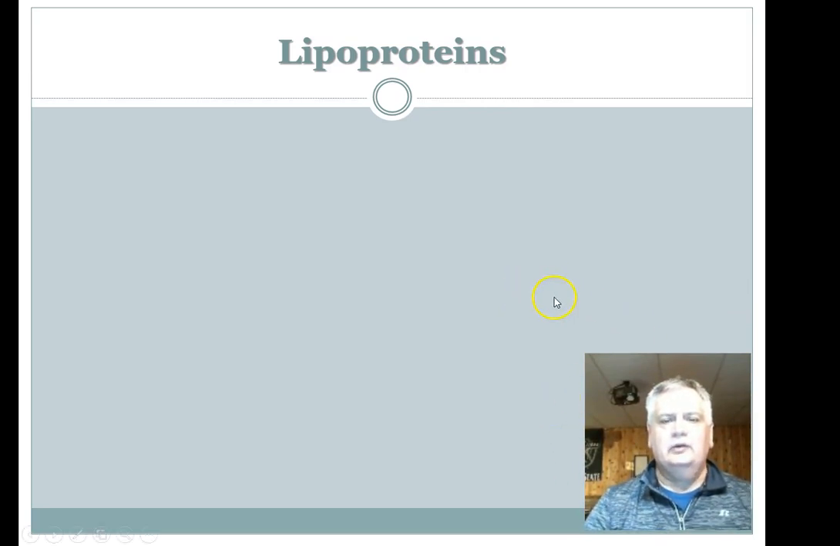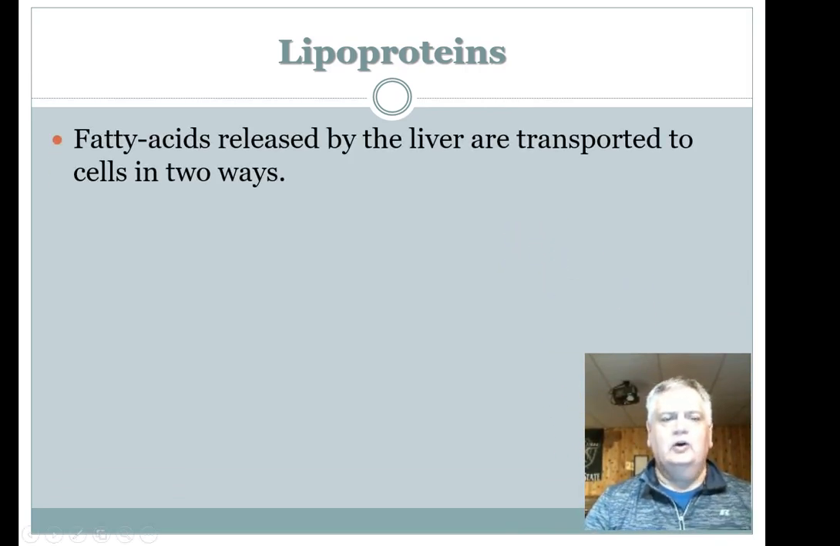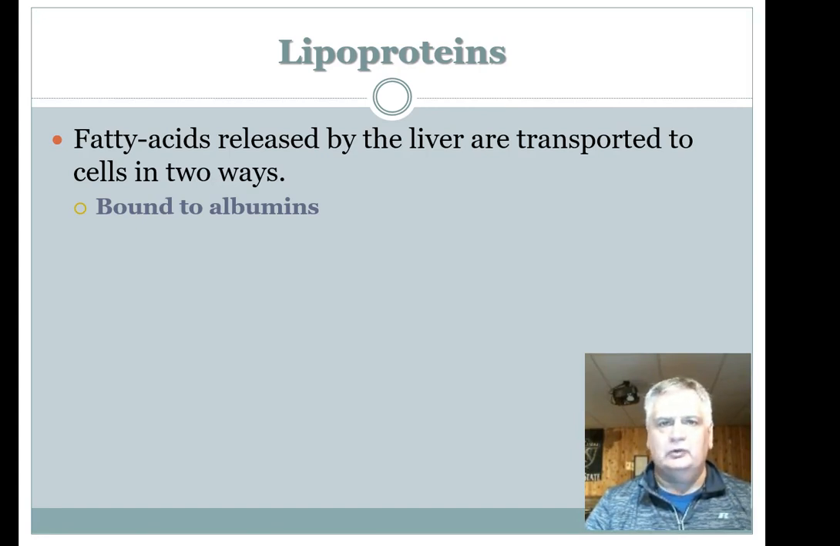Okay, let's talk for a minute about lipoproteins. So these fatty acids that are released by the liver, remember the liver's got this excess glycogen now. It's taken in all the glucose it can and stored as much glucose as it possibly can, and now it can't store any more. So what happens? The excess glucose is converted into fatty acids, and these fatty acids then are released by the liver back into the blood. And these fatty acids are then transported via the blood in one of 2 ways back to the fat cells. One way they're transported is bound to the albumins, remember, one of the 3 major proteins that are present in the blood.